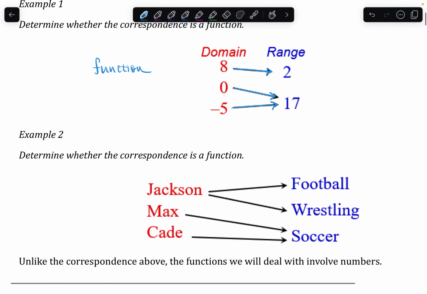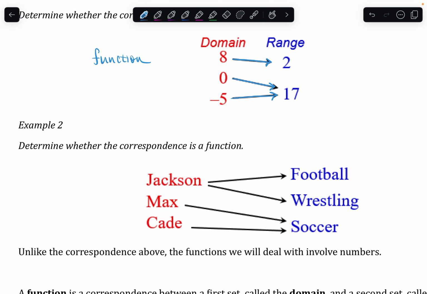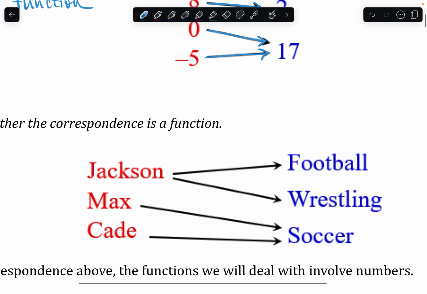All right, example 2, doing the exact same thing. Determine whether the correspondence is a function. So if we look at this, we know this is our domain because it's our starting point, and that means this is our range, it's our ending point. So if we look at this, Jackson has an element in the range of football and an element in the range of wrestling.